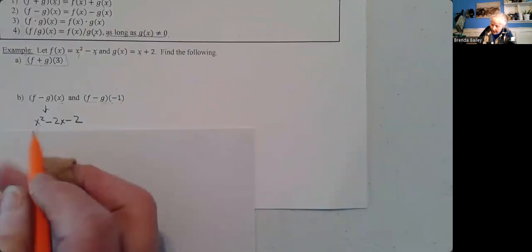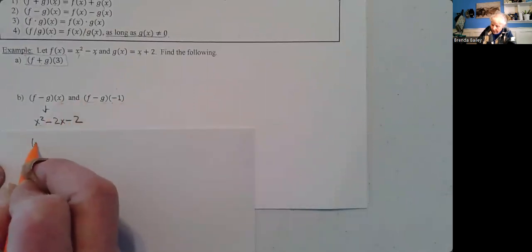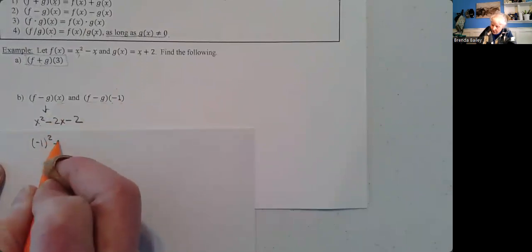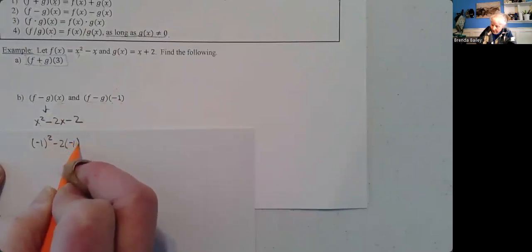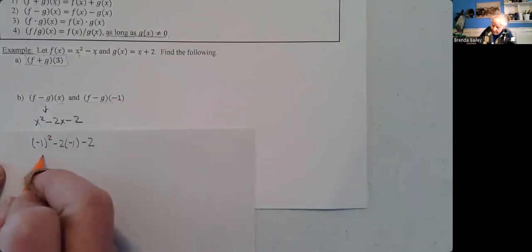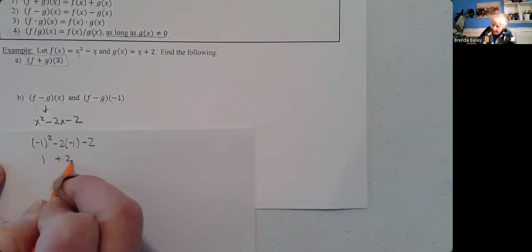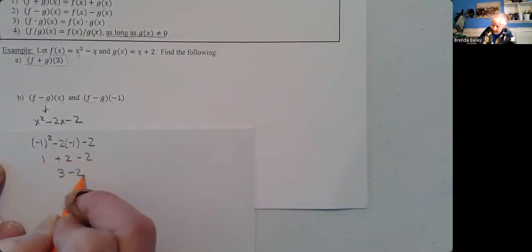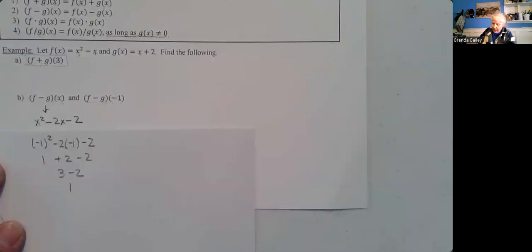So that gives us -1 squared. Using your calculator, you've got to have parentheses, minus 2 times the -1 minus 2. So I can put the -1 into my new function I found by subtracting those two individually. 1 plus 2 minus 2. 3 minus 2 is 1. So the answer is 1.